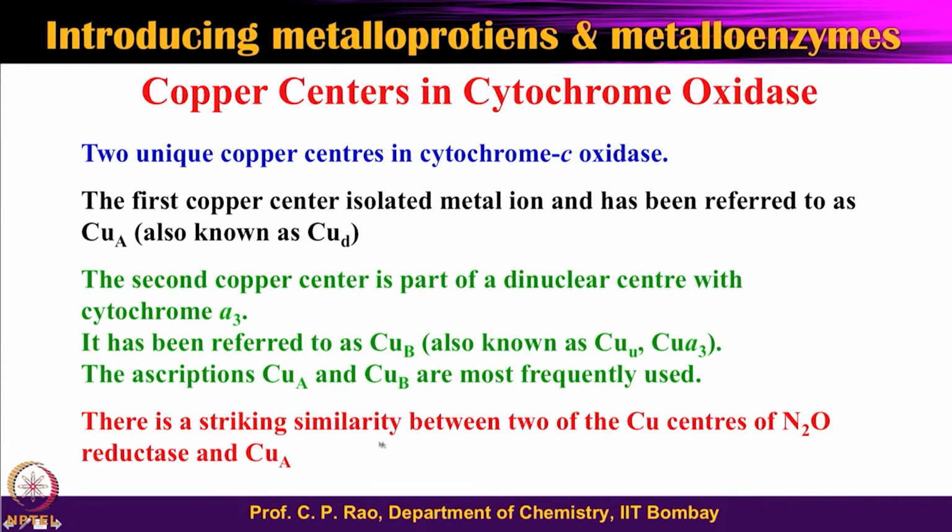There is a striking similarity between these copper centers and the two copper centers in N2O reductase, nitrous oxide reductase. We will not look at it under the copper system, as we have already looked at it under the iron case. Just note that there is a similarity between the copper centers in N2O reductase and copper A. Copper A is present in the cytochrome oxidase, and copper B is also present in the cytochrome oxidase. So, copper A center and copper B center are special centers besides type 1, type 2, and type 3.